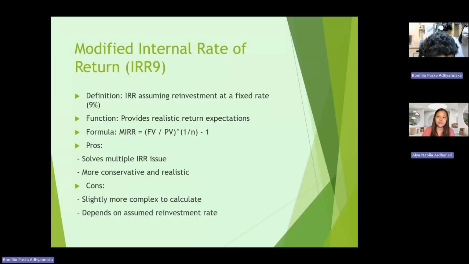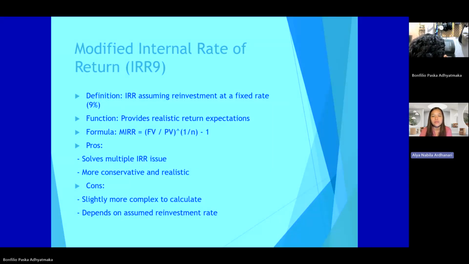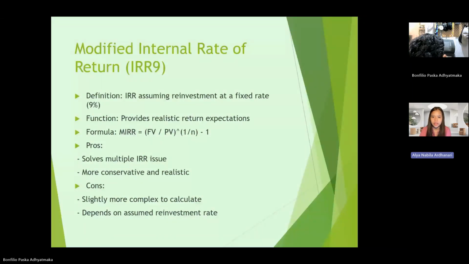Okay, so now let's discuss the modified internal rate of return, especially using the reinvestment rate of 9%, which we refer to as IRR9. Unlike the regular IRR, which assumes that cash flows are reinvested at the same rate as the IRR itself, IRR9 uses a fixed reinvestment rate of 9%. This adjustment makes the return estimate more realistic and conservative, especially for long-term infrastructure or public projects.